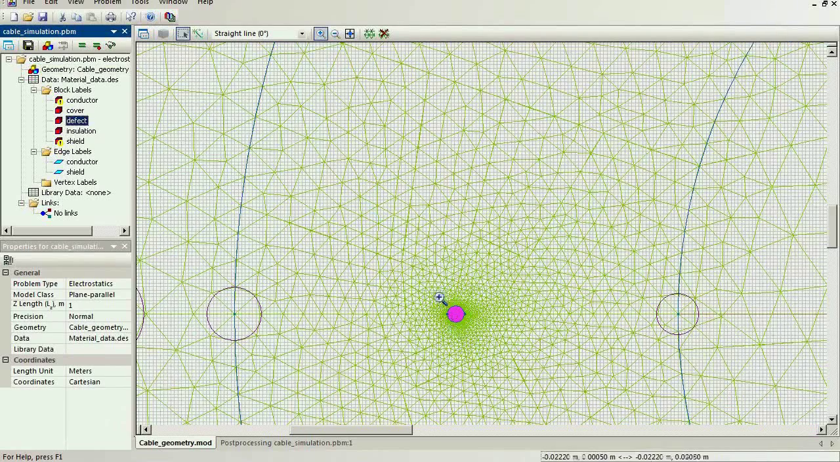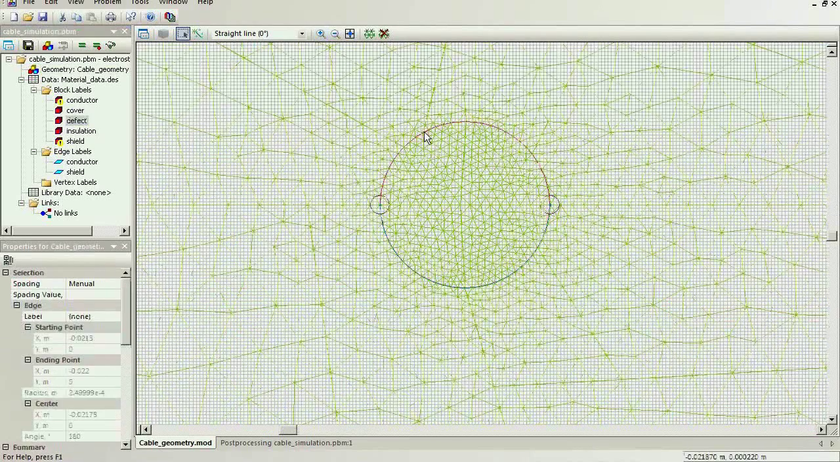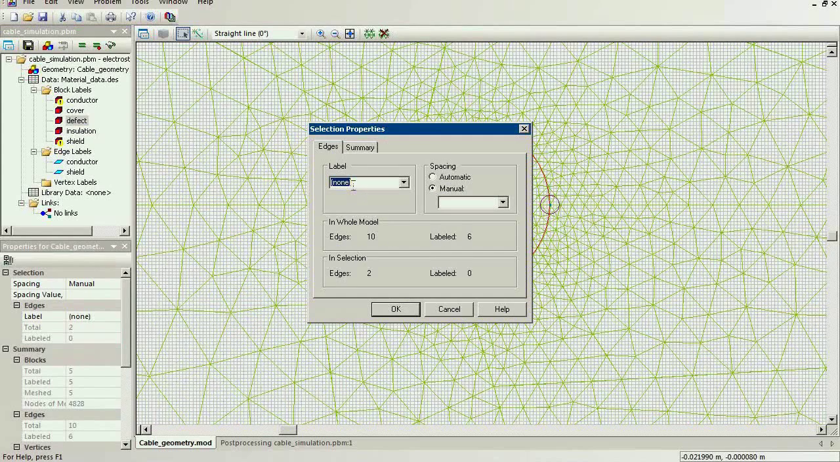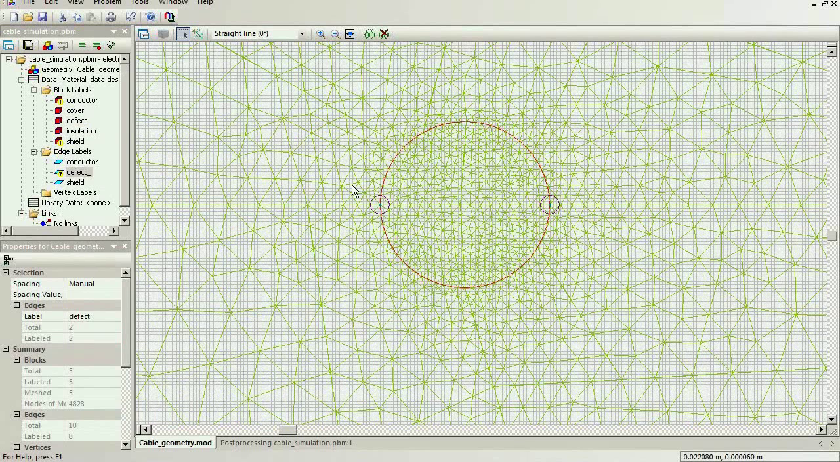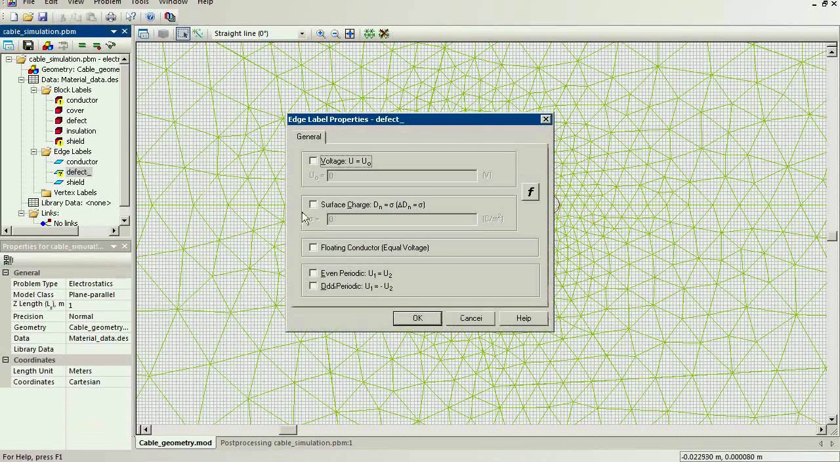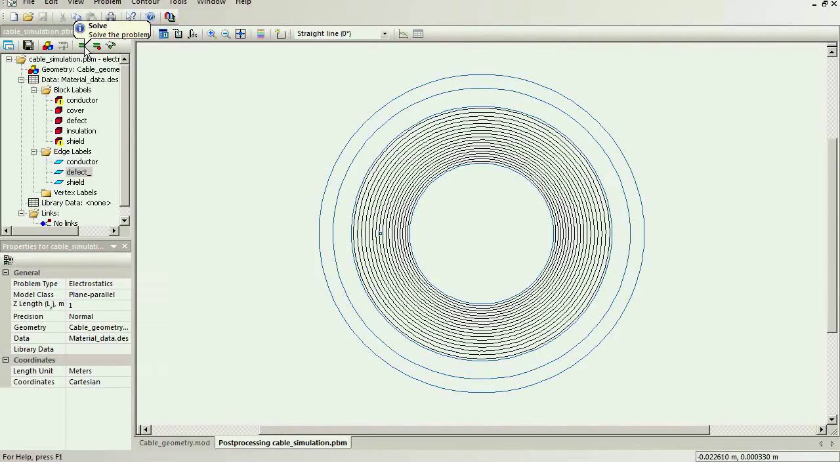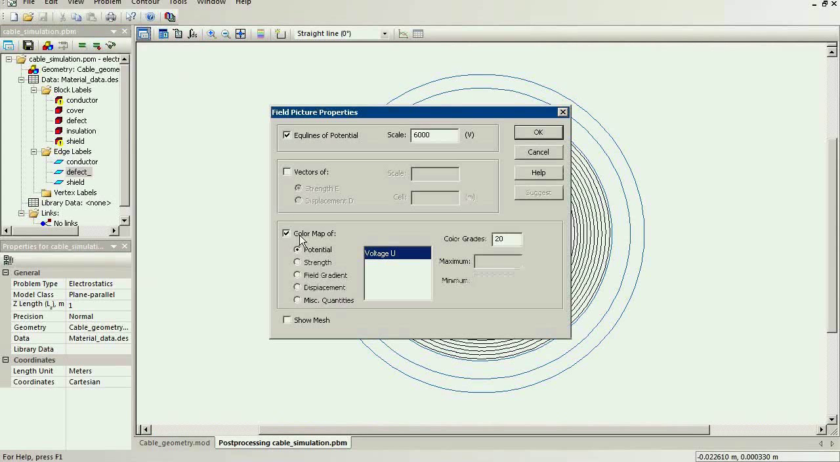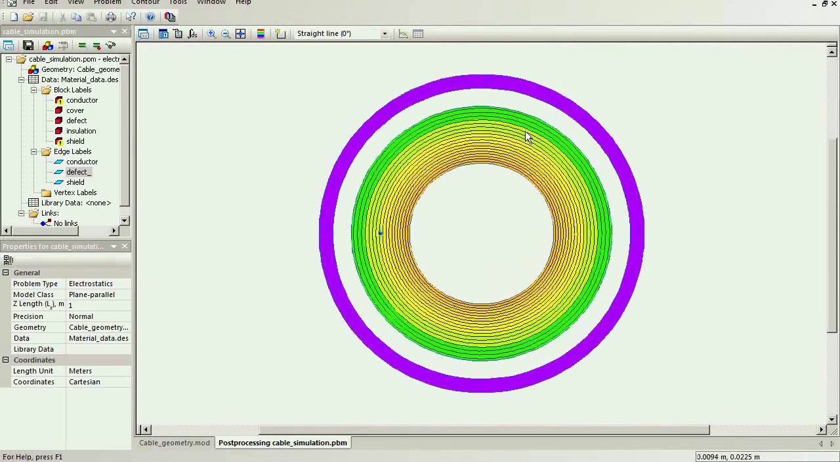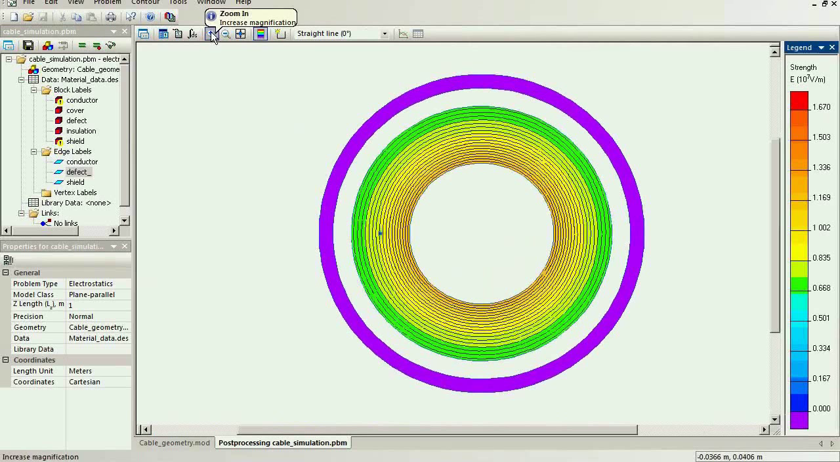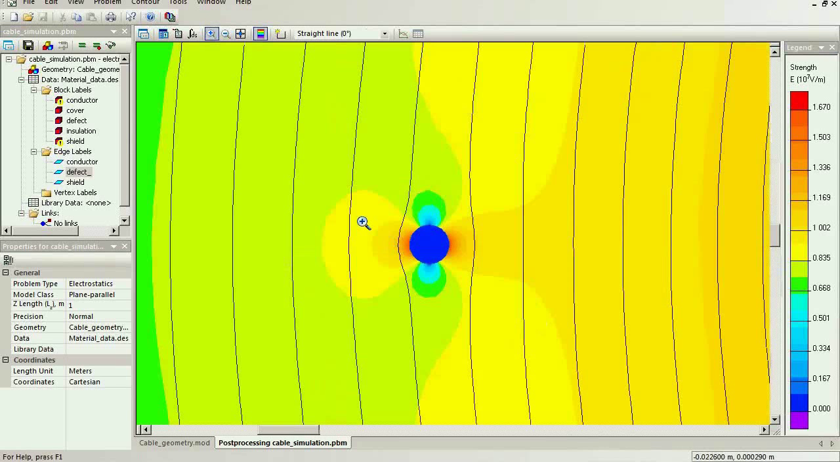Now let's simulate another case, when the defect is some conducting material. Remember, we do not calculate the electric field inside conductors, so I assign the label to the defect block surface. This is some conductor with unknown electric potential. Now again simulate this case. Again I will switch to electric field stress distribution in the cable.